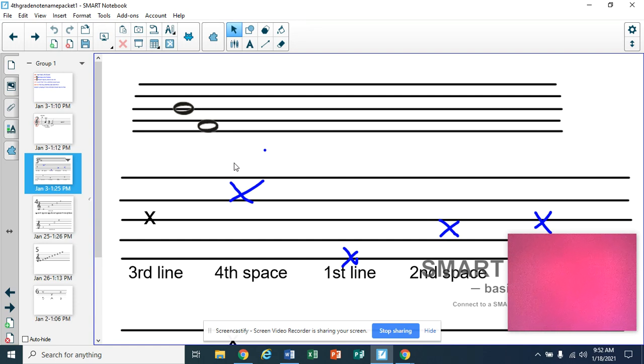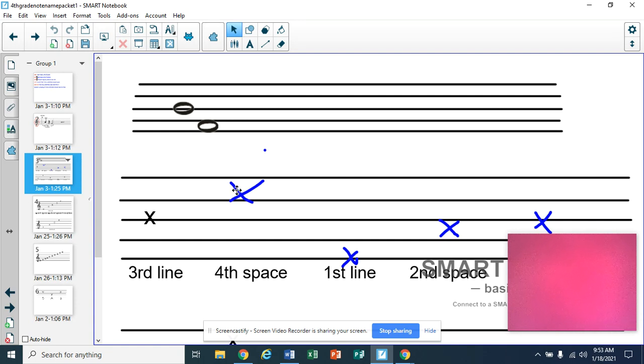So, if I were to ask you to put X's on the staff to show me where line notes and space notes go, we count everything in music from the bottom to the top. So we know the staff is 5 lines and 4 spaces. If I were to say, draw an X on the third line, take a look. I would count from the bottom line to the top. 1, 2, 3. And since this is my third line, I would draw the X right there.